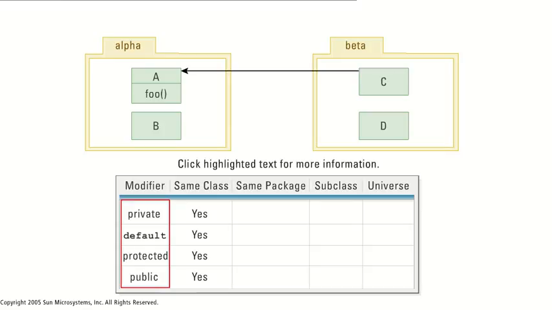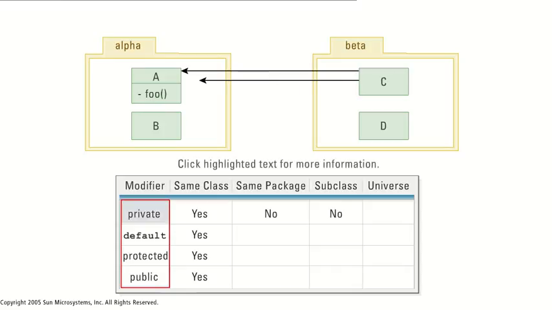So we want to see the access that these different classes have to the foo method in the A class, depending on which modifier we use. Now, the modifiers will act the same whether it's an attribute that we apply the modifier to or a method. In our example, we're just going to be applying it to a method, the foo method. So let's start with the private modifier. Click the word private in the table below.